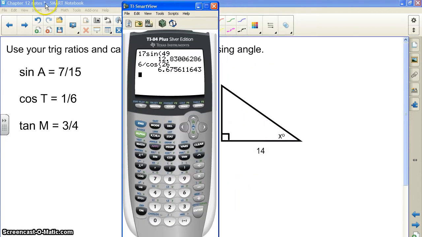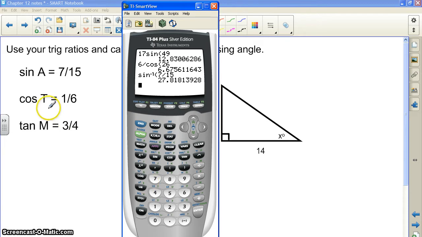Based on what I have there, if I want to find out what angle A is with that ratio, I would press second sine, because it looks like the little inverse symbol there. So I would do second sine, 7 divided by 15. You can close the parentheses or not. It doesn't matter. So our angle would be about 28 degrees. Now the sides I'll usually have you round to the hundredths. Degrees I will usually have you round to the nearest degree. So this would be about 28 degrees.